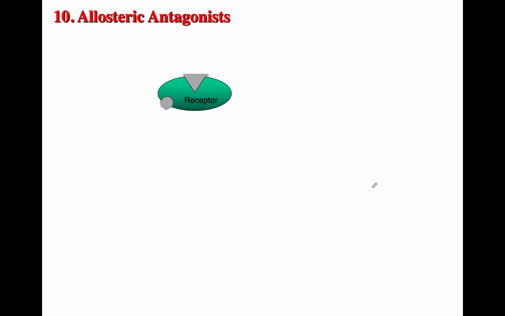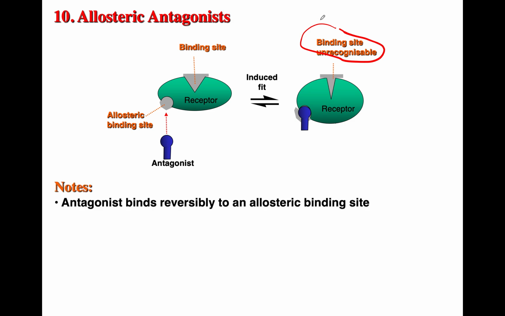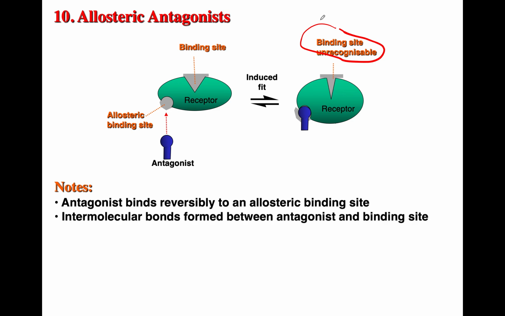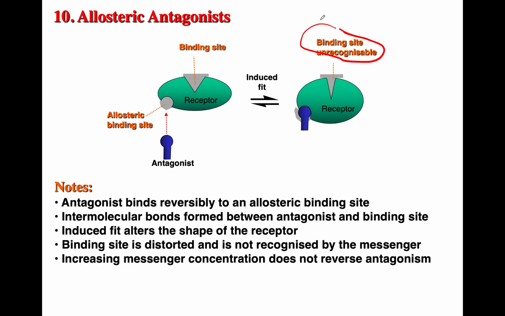Allosteric antagonism: the antagonist is going to bind at a different site, an allosteric site, causing a different type of induced fit, which is going to cause the binding pocket to be unrecognizable. Now, the antagonist binds reversibly to the allosteric site, and again, intermolecular bonds are going to be formed. The induced fit alters the shape of the receptor in a way where it's distorted and not recognizable by the messenger. So you can increase the concentration of the messenger here again, but it will not reverse the antagonism.